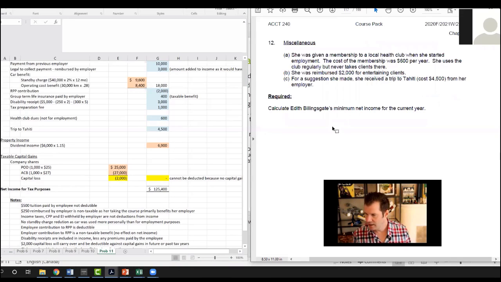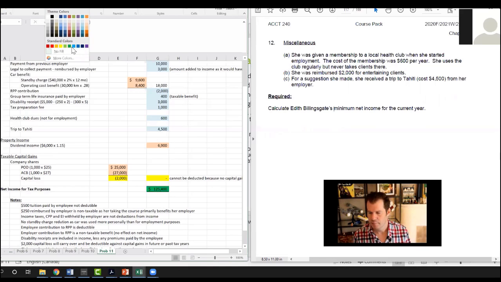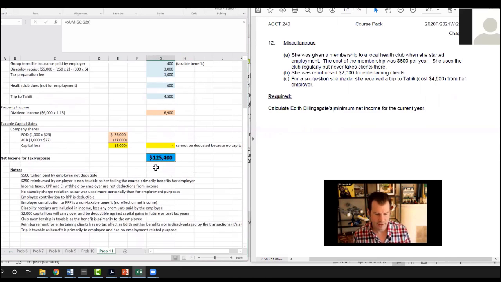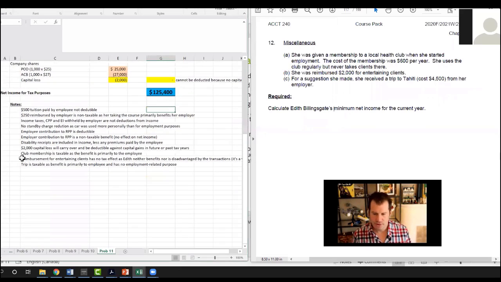And then it says calculate her minimum income for the year. But guys, it's done. Here it is. This is her income for tax purposes. Red, blue, green, blue, blue. 125, 400, bold, giant. That's it. Now there's some notes down here which explain literally every item that we talked about. But as far as I'm concerned, that answers that question. And that is the end of that one.